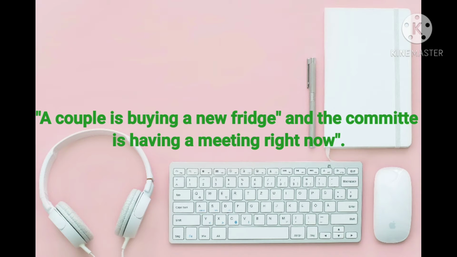Sometimes, however, you can see are after a collective noun. This can happen in American English if the writer wants to emphasize that this collective noun refers to more than one person. For instance, a couple are buying a new fridge and the committee are having a meeting right now.